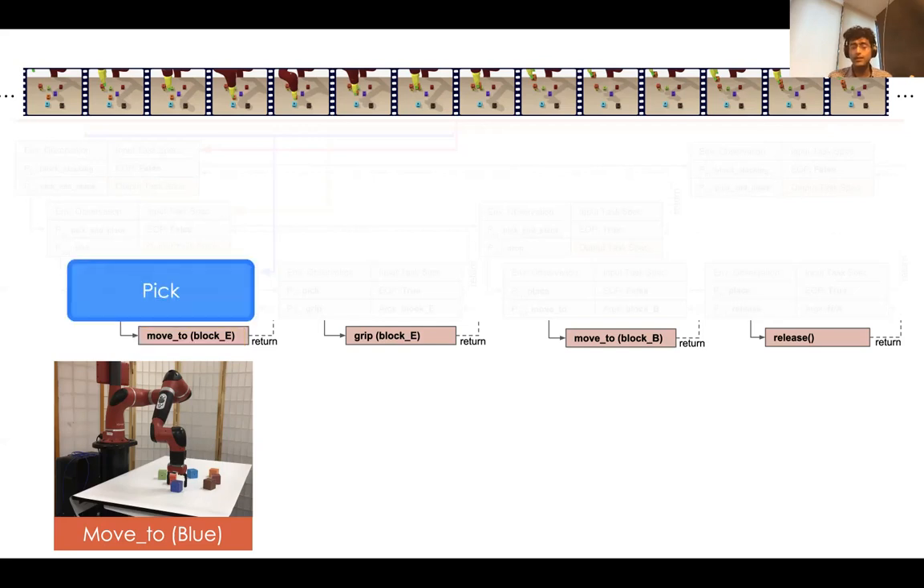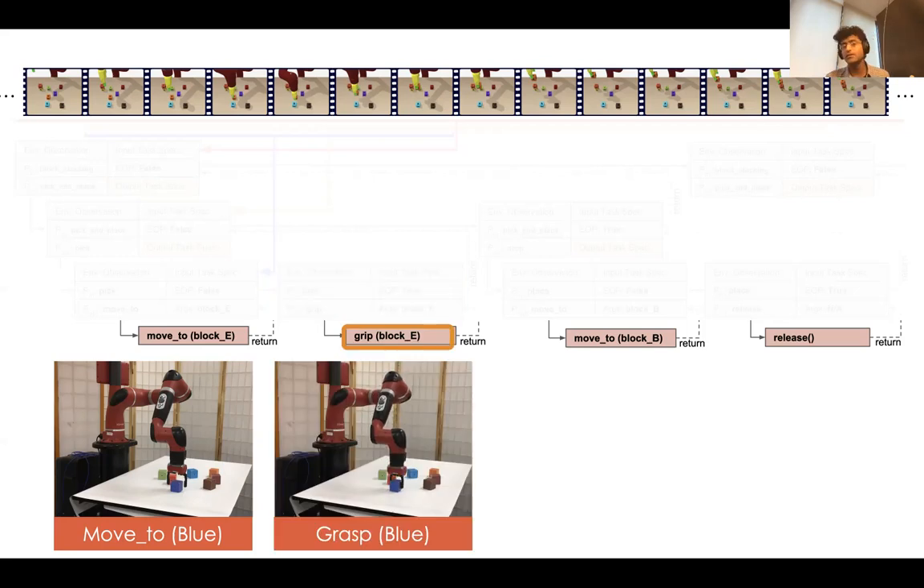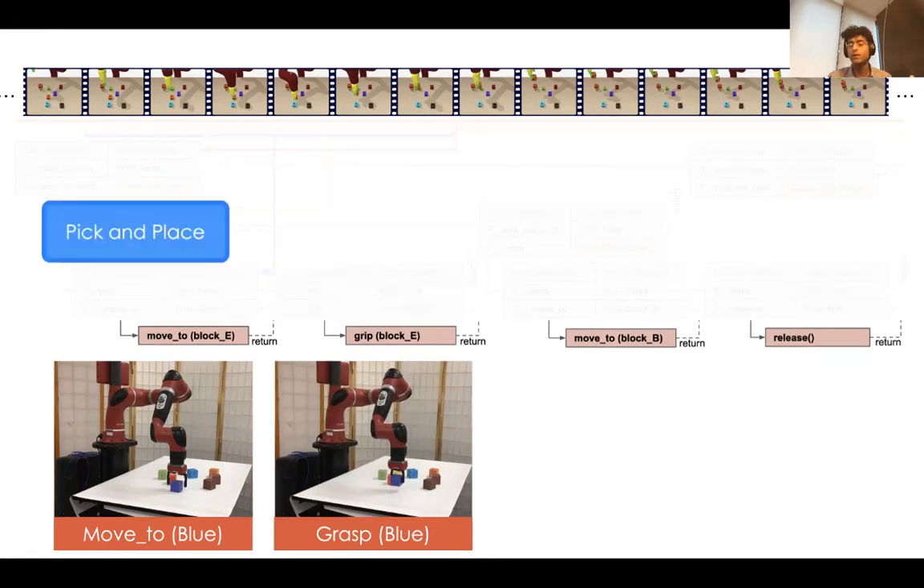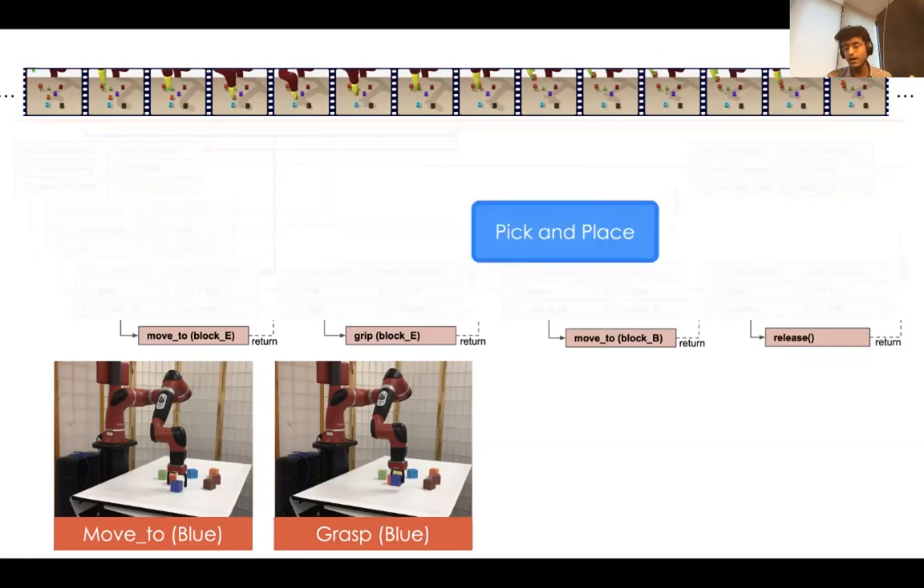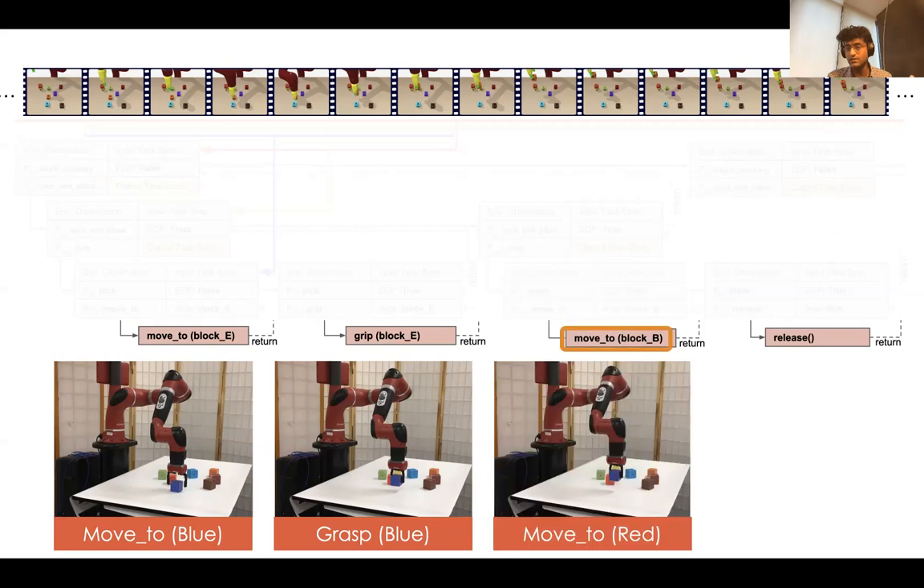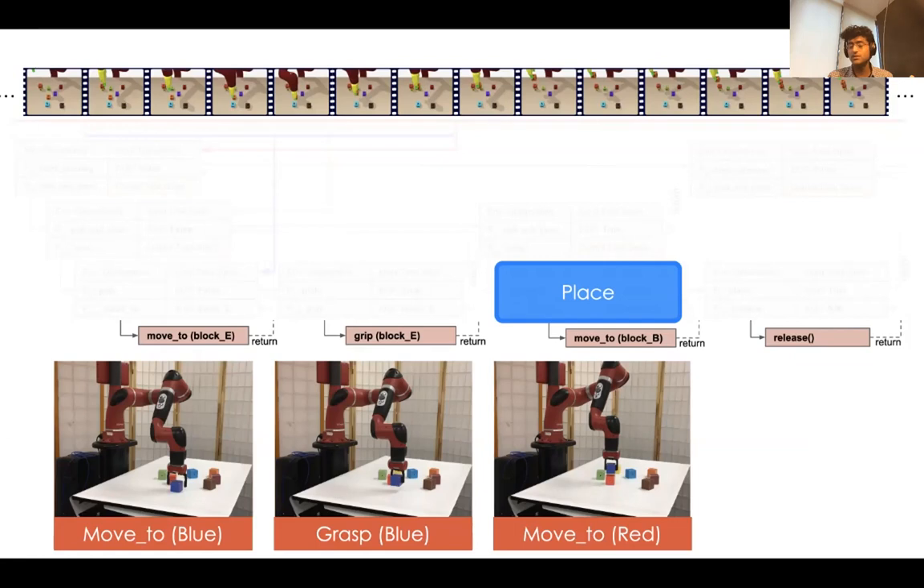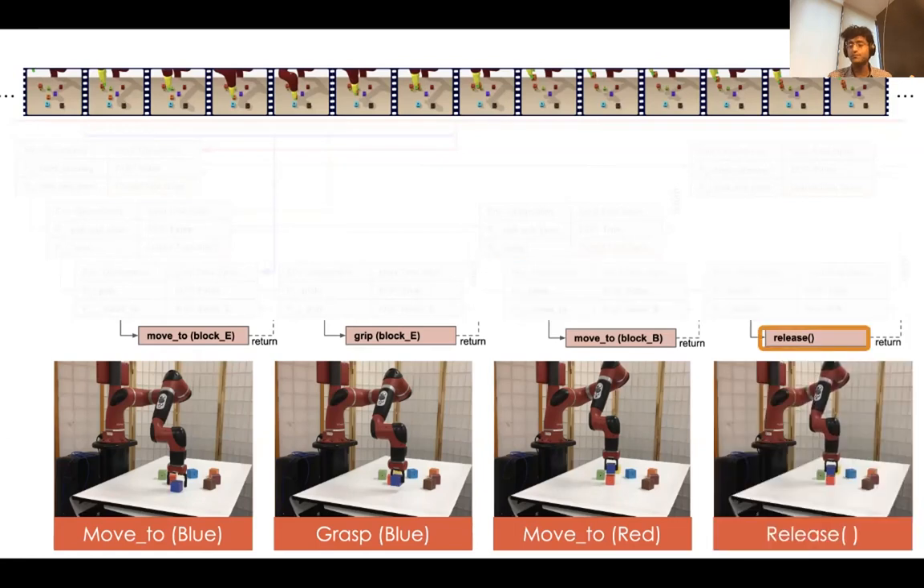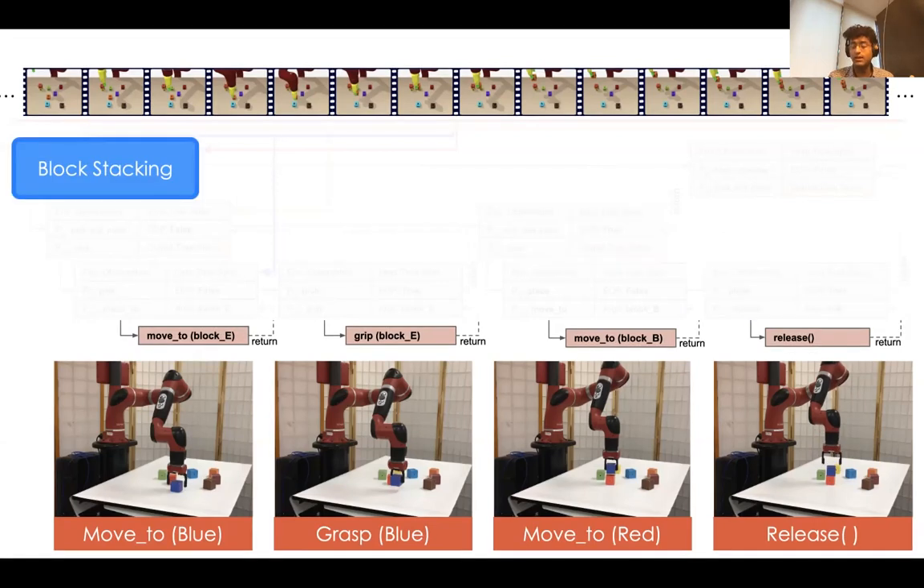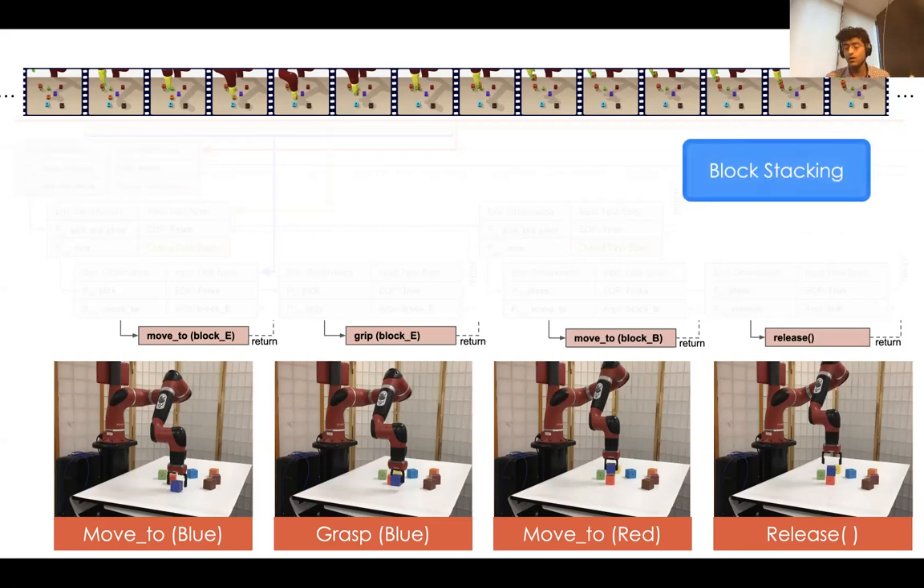When move to is complete, the program counter goes back to pick, and pick moves on to the grasping part. And when this is complete, pick is complete, and the program goes back up to pick and place, and moves to the place part of the task, where it now goes to a different position to place this object. Once the position is reached, it can release the object. And once this part is complete, the program counter goes back up to block stacking and continues to do further block stacking. Notice that this is just one pick and place operation. We evaluate our model on much longer, more complicated tasks.